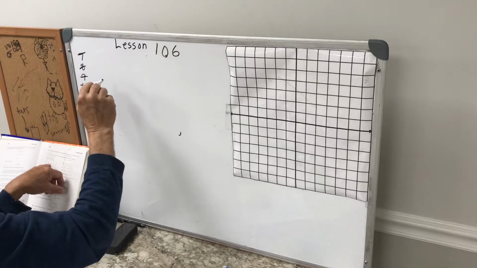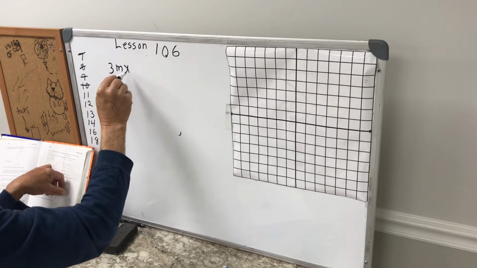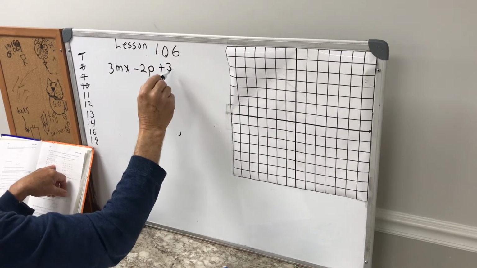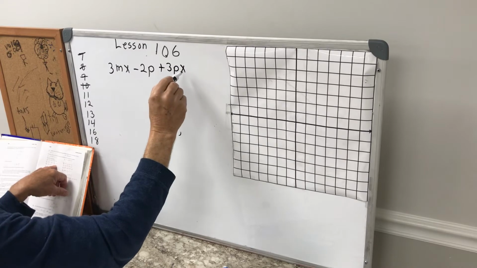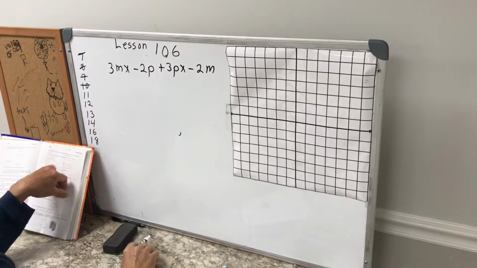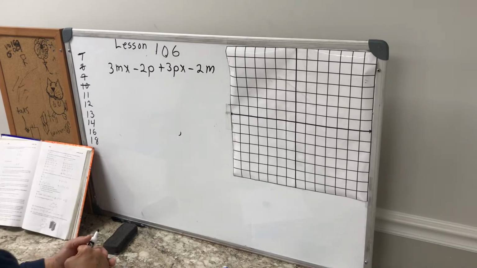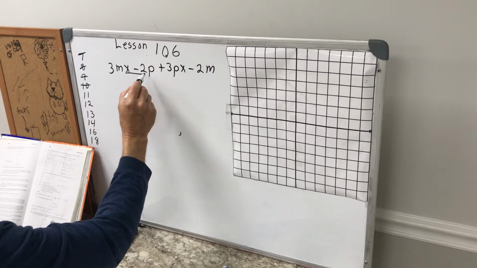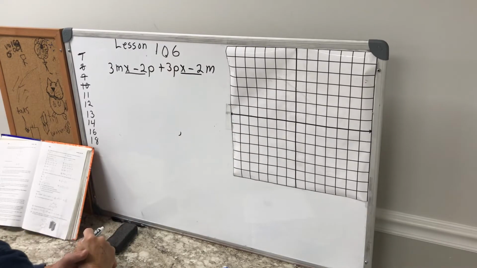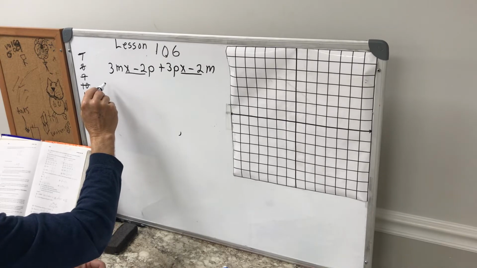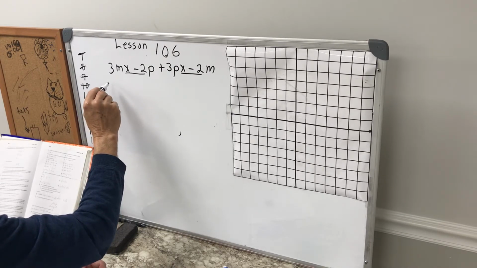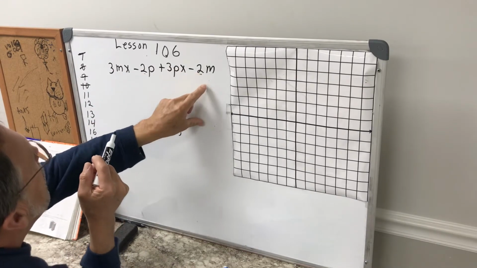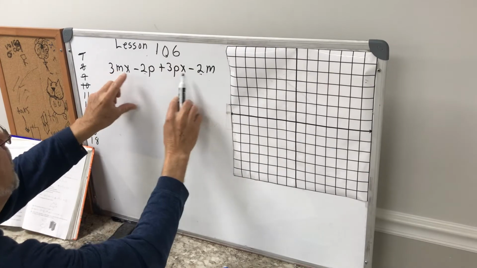11. 3mx negative 2p plus 3px negative 2m. What are we going to do with that one? One of the things that I look for is something like this. Do you see the x negative 2 and the x negative 2 here? I think that if we, well, let's see here. No, that won't work. That will not work. That was not a good move. The m's and the p's are pairs.